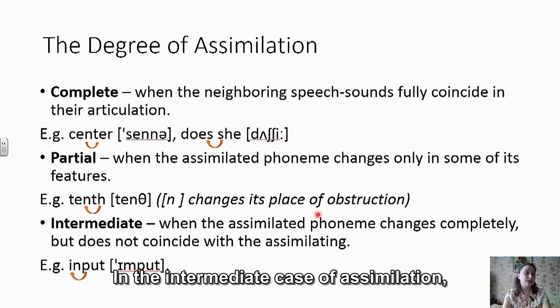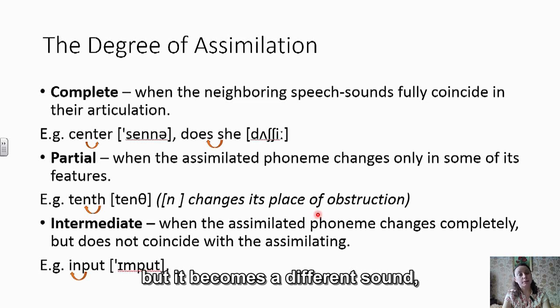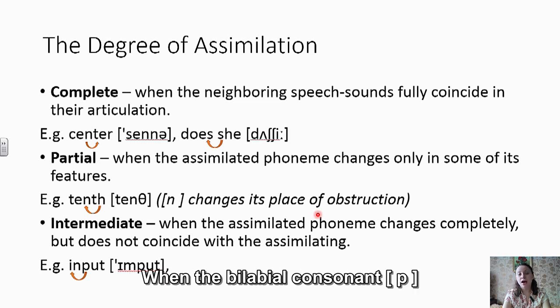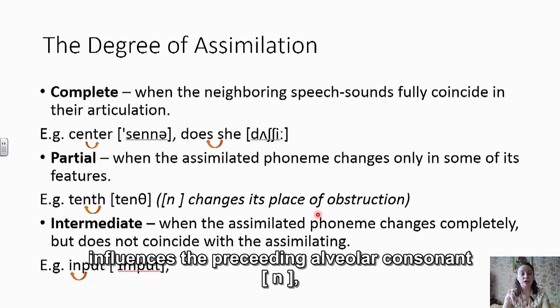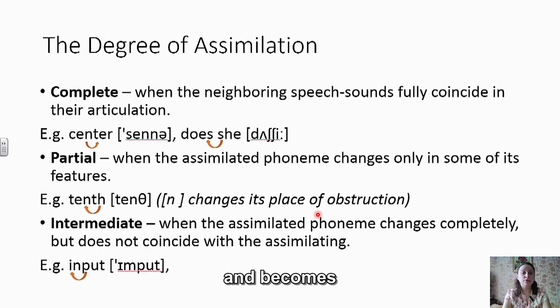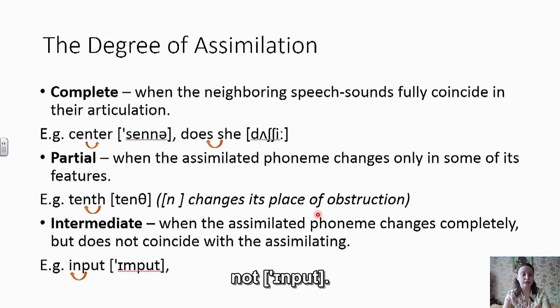In the intermediate case of assimilation, you have one sound that changes completely, but it becomes a different sound, as in the word input. So here you have n and p. P is bilabial, n is alveolar, and when the bilabial consonant p influences the preceding alveolar consonant, n changes its place of obstruction and becomes bilabial. So it becomes m. And as a result, we have the pronunciation "impoot," not "input."